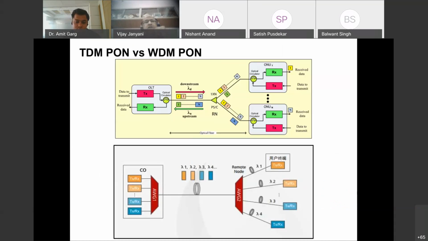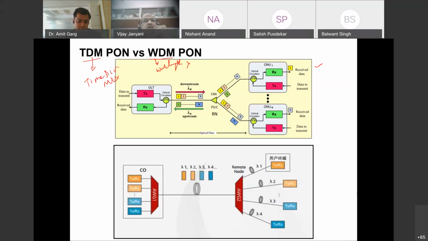Now there is something called TDM PON and WDM PON. These two concepts are very important and very interesting also. TDM is nothing but, as you all know, time division multiplexing, and WDM, W is for wavelength, that is lambda, division multiplexing. So in the top diagram, you can see that this time division TDM scheme is mentioned here.